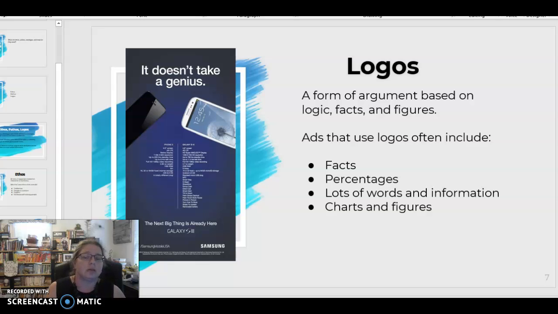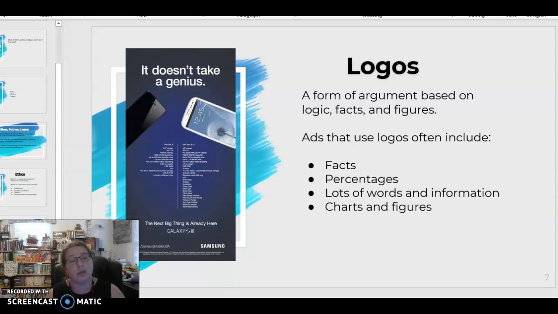So you can see this oftentimes in advertisements, but again, it's also often used in written articles, texts, and speeches as well. So ethos, pathos, and logos are three different persuasive techniques that are used frequently in advertising, but also in written text and in speeches to persuade the audience to believe whatever it is that the author is saying.